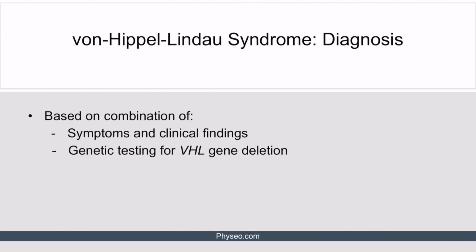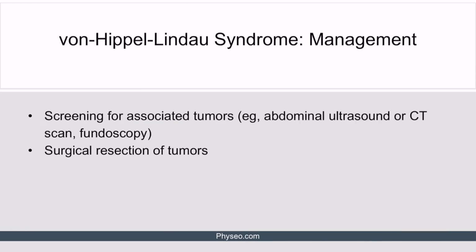Let's briefly review the diagnosis of Von Hippel-Lindau syndrome. Diagnosis is based on a combination of the symptoms and clinical findings that we discussed on the previous slide and genetic testing for VHL gene deletion. The management of Von Hippel-Lindau syndrome includes screening for associated tumors. We can perform abdominal ultrasound or CT to screen for renal cell carcinoma and pheochromocytoma. Fundoscopy is performed to check for retinal hemangioblastomas. If the tumor is detected, it should be surgically removed.